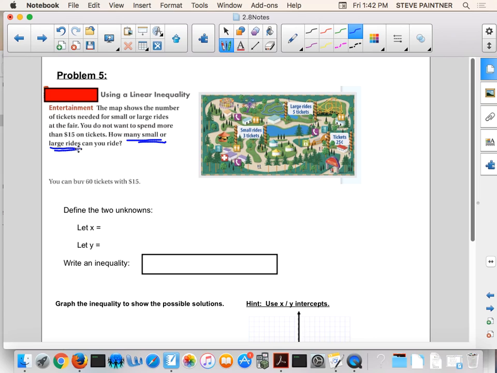Do you want small rides or large rides? Large. You okay with large? A lot of people go, no, I like small because small's first, then large, but whatever. So X stands for the number of large rides. Y would have to stand for what then? The number of small rides.